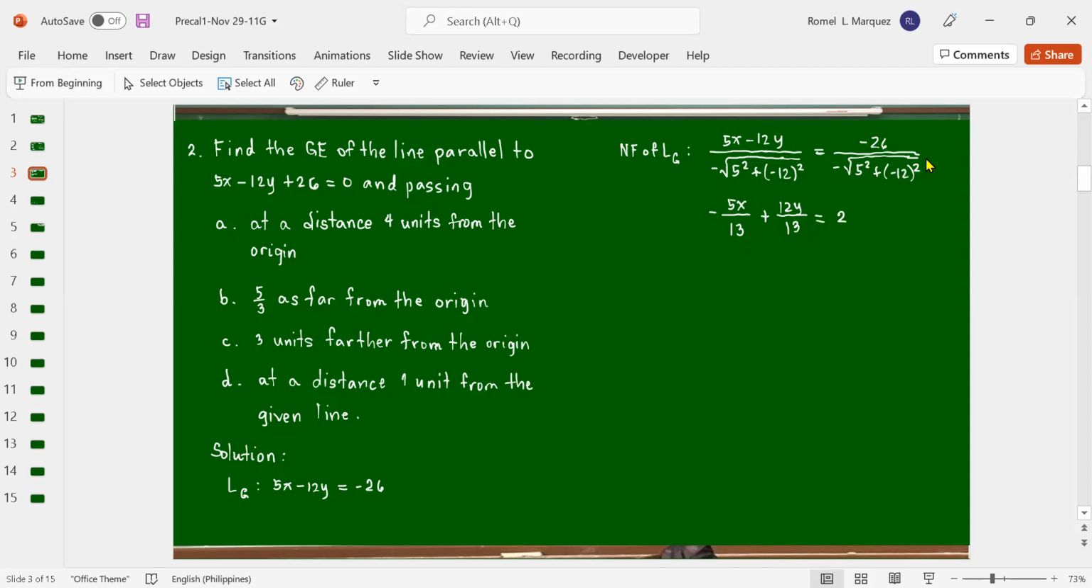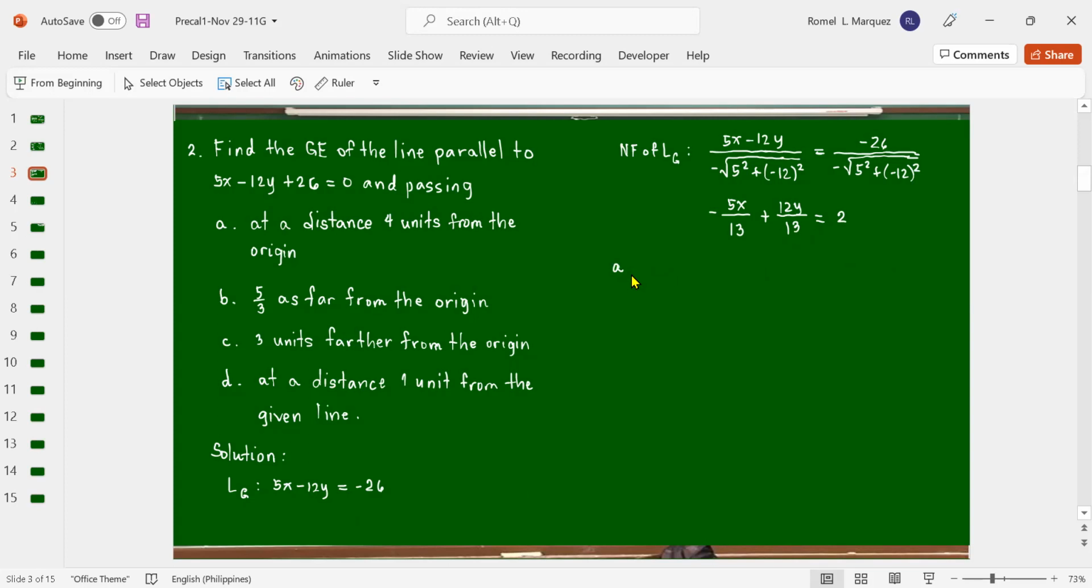So meaning, the given line is above the origin. The slope of the given line is positive, rising up to the right, so it is in the second quadrant, above the origin. Okay, guys? So expect the normal angle beta to be obtuse. Okay, we are now ready to get letter A.